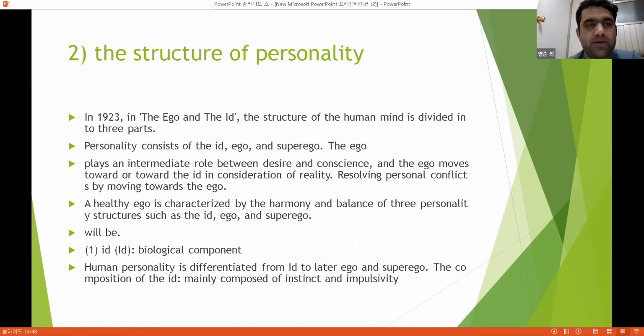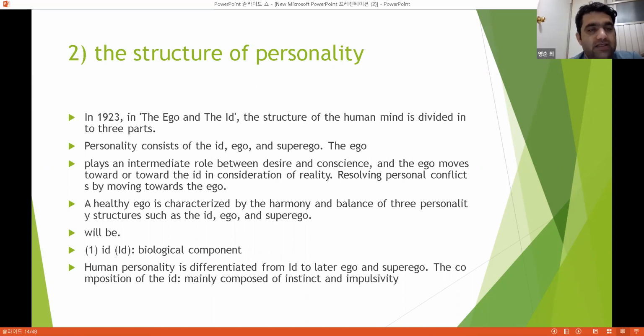In the structure of personality, so whenever we are speaking about personality, how is the personality structured? In 1923, the ego and the ID, the structure of the human mind is divided into three parts. Which are the three parts? Personality consists of the ID, ego, and superego. ID, ego, and superego. What is ego?